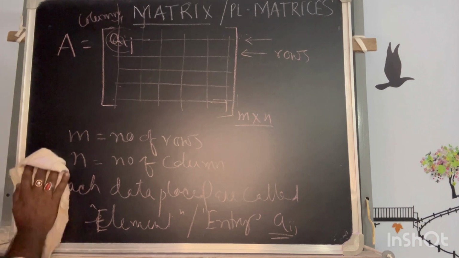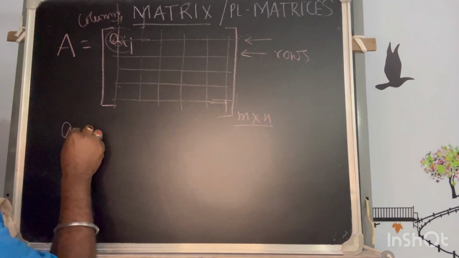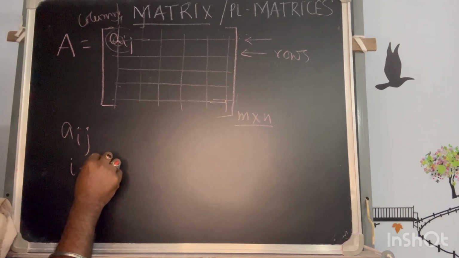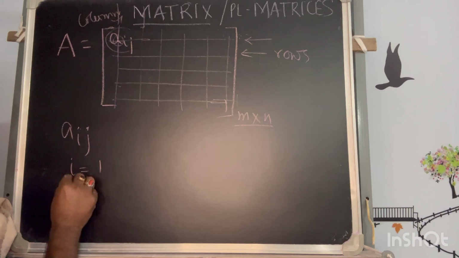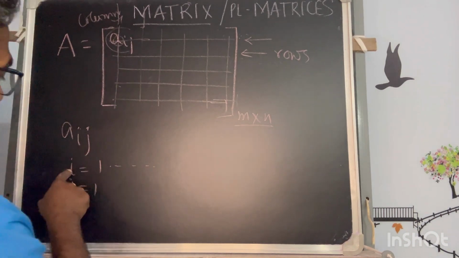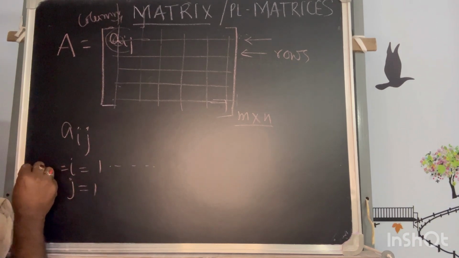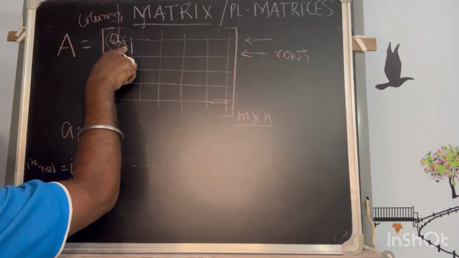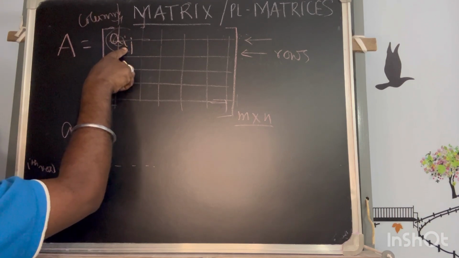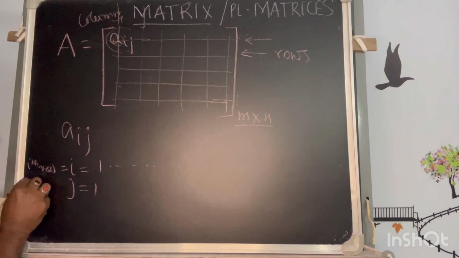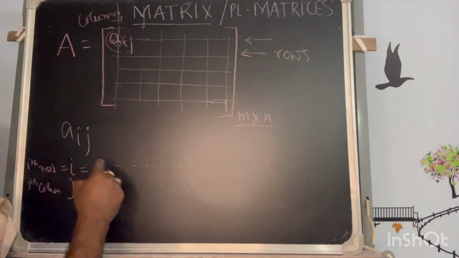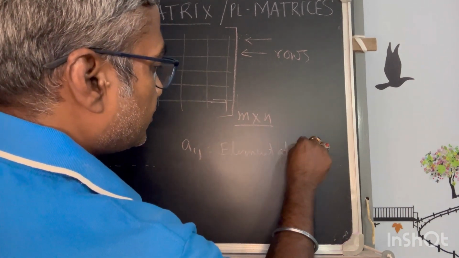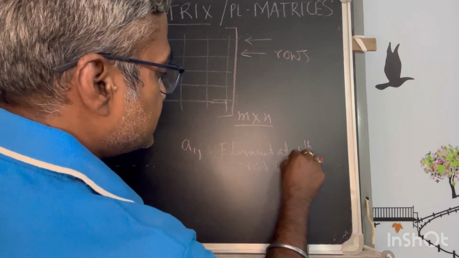Fine. So now how will the generalized representation of Aij vary? You understand that i will start from 1, because this is the first position of row and column, and j also starts from 1. How long will it vary? I represent the ith row, this is the position of the row. The first suffix, i, will represent the ith row, and j represents the jth column. So this Aij is called the element at the ith row and jth column.